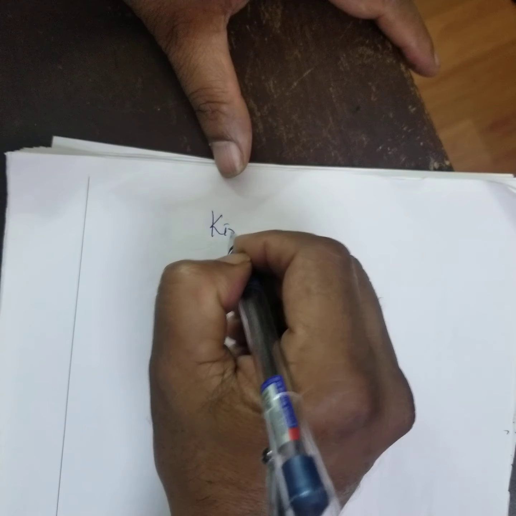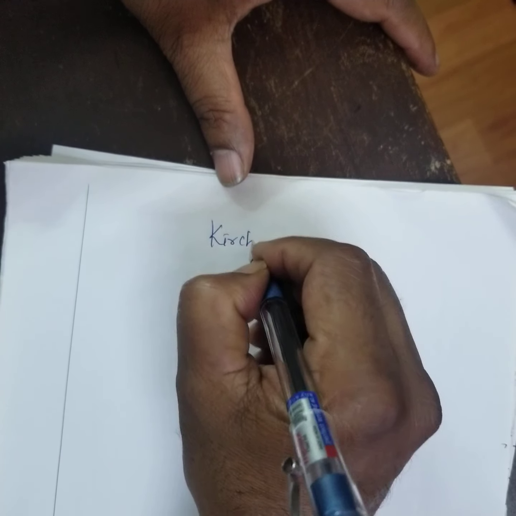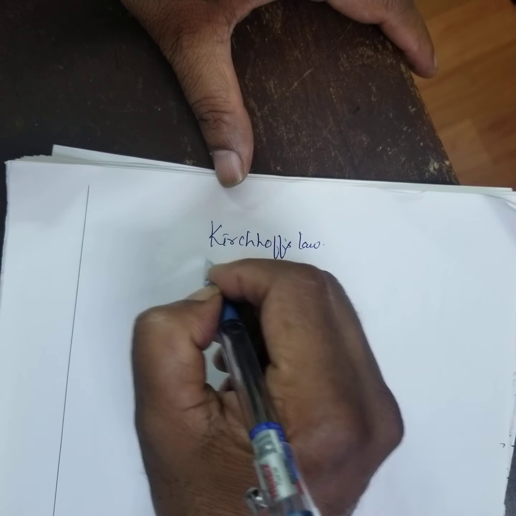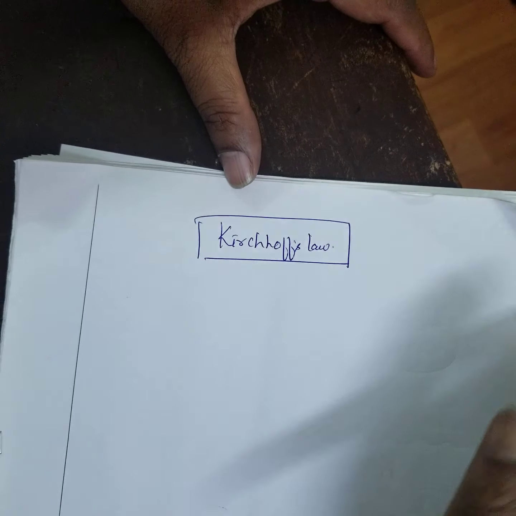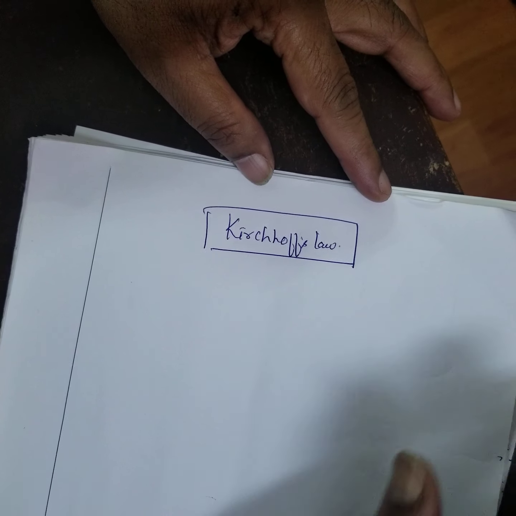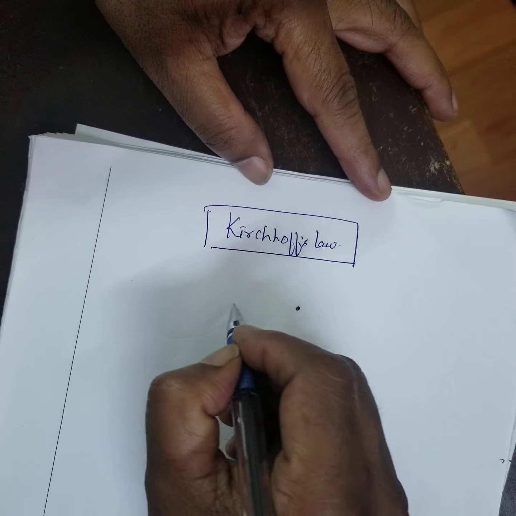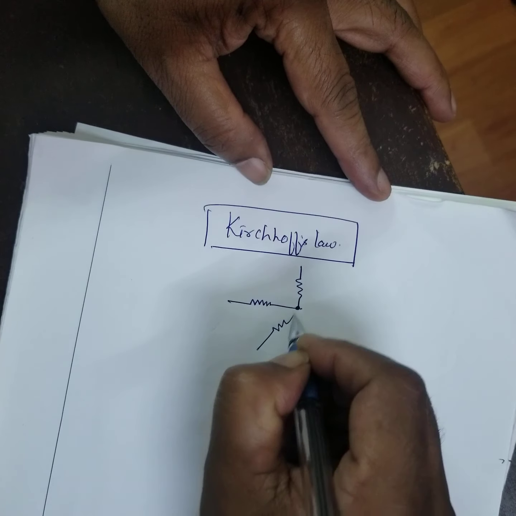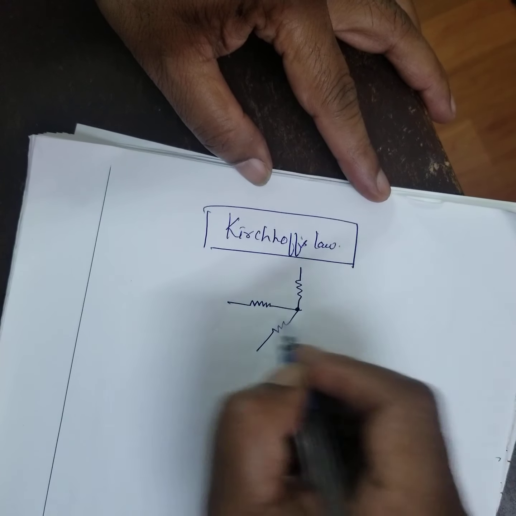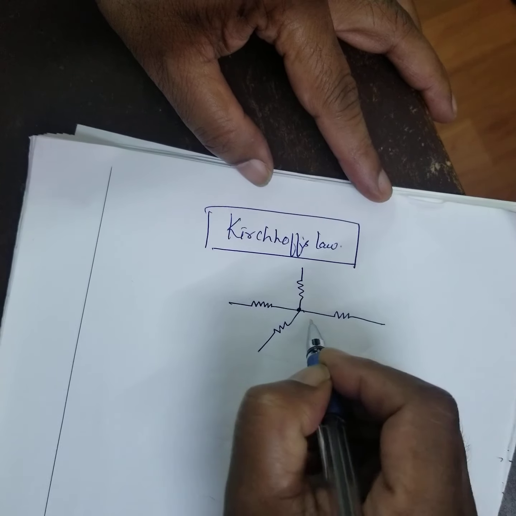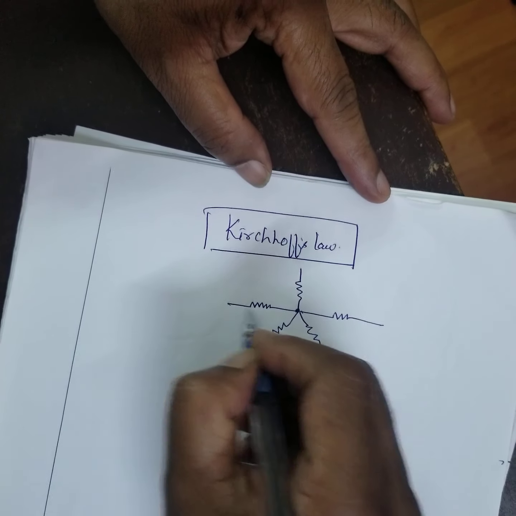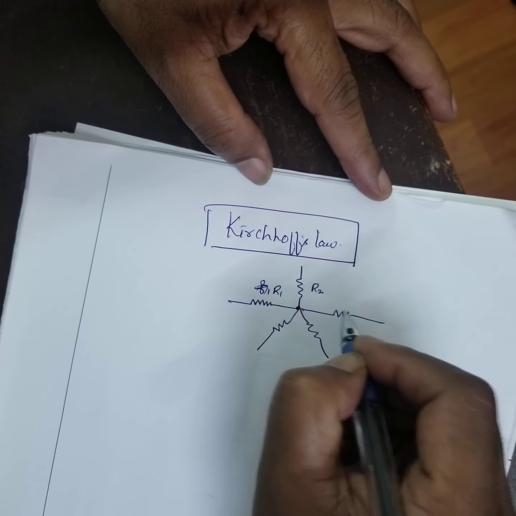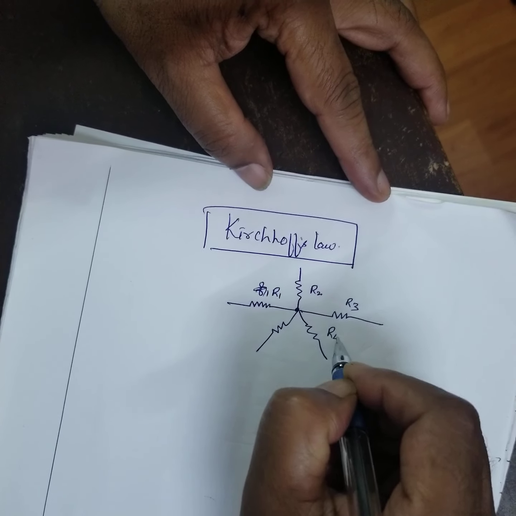Today I am going to give a small lecture on Kirchhoff law. They may call it Kirchhoff rules. Here, see, there are several resistances, a lot of conductors meeting at a point. Each conductor has a resistance, say R1, R2, R3, R4, and R5.